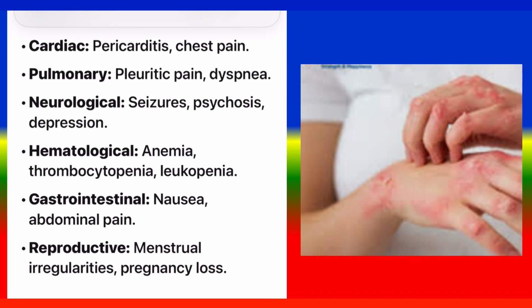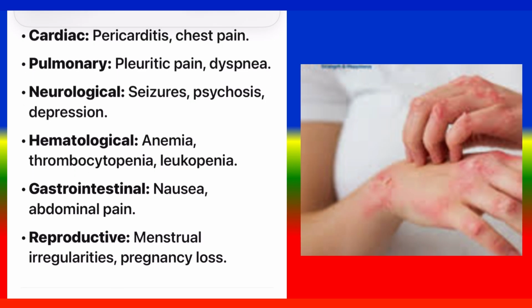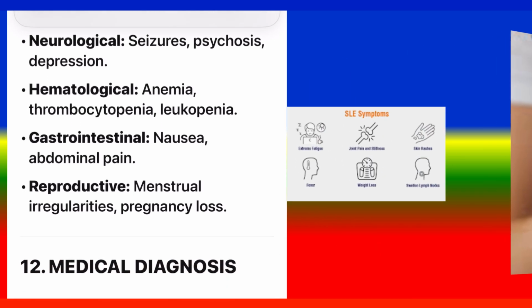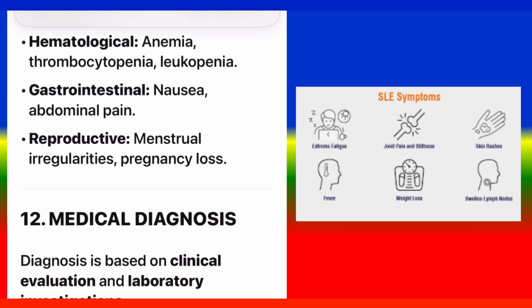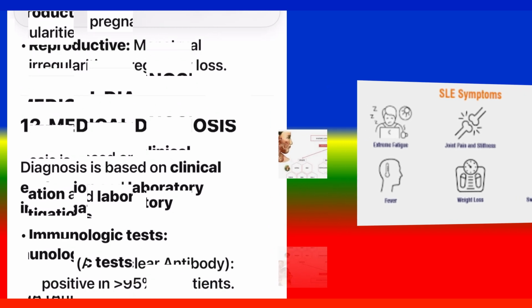Pulmonary: pleuritic pain, dyspnea. Neurological: seizures, psychosis, depression. Hematological: anemia, thrombocytopenia, leukopenia. Gastrointestinal: nausea, abdominal pain. Reproductive: menstrual irregularities, pregnancy loss.